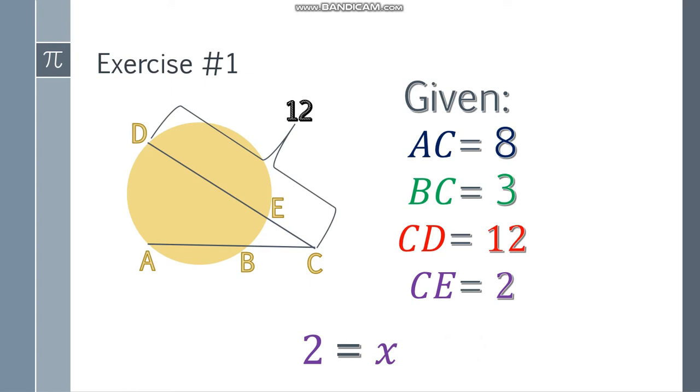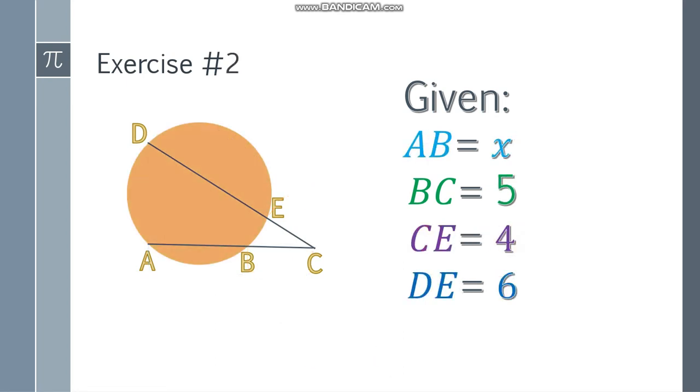Let me show you. The whole secant is 12. The smaller one, the external segment, is 2. The whole secant of the other one is 8. And the smaller part, the external segment, is 3. Moving on.